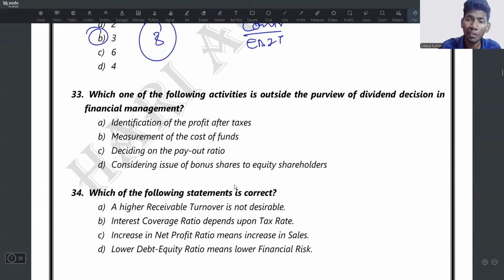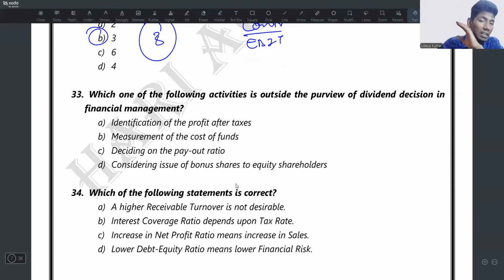Moving to question number 33. Which one of the following activities is outside the purview of dividend decision in financial management? You must try to answer these questions. These are theory type questions. You must be able to answer them because you can easily score 2 marks.